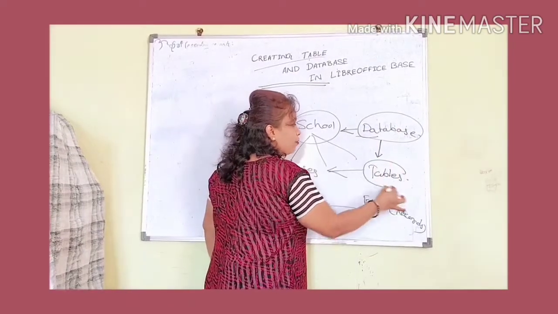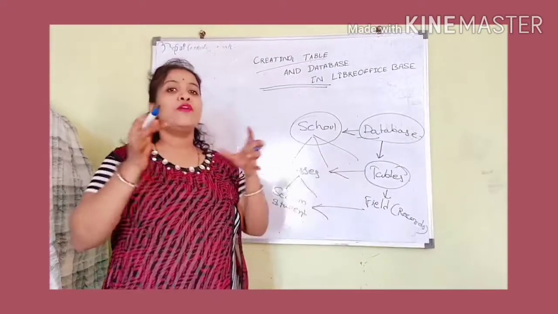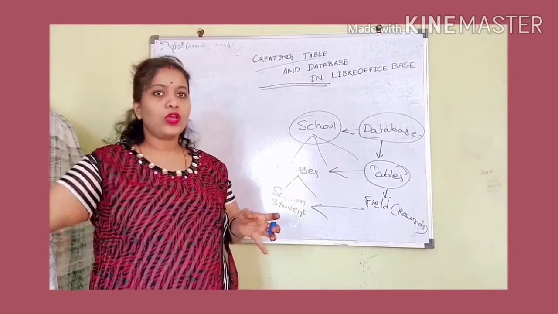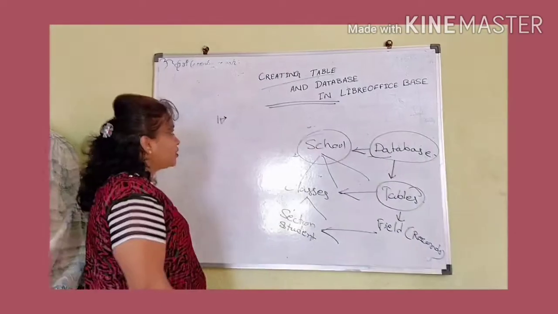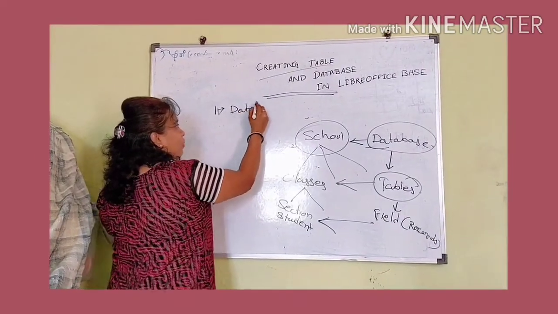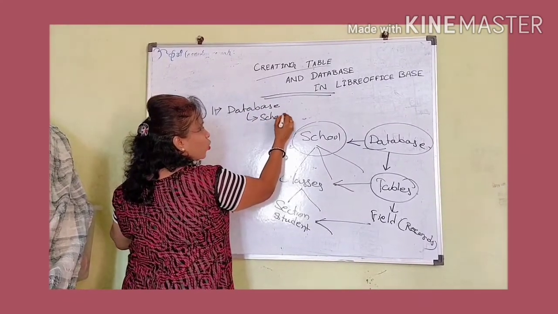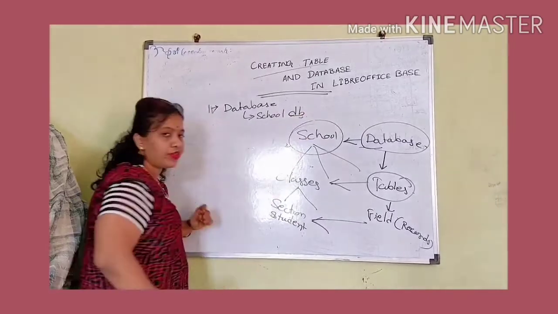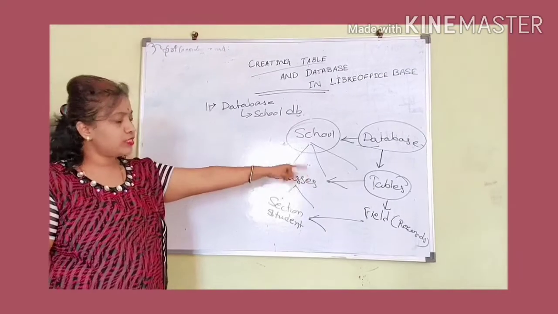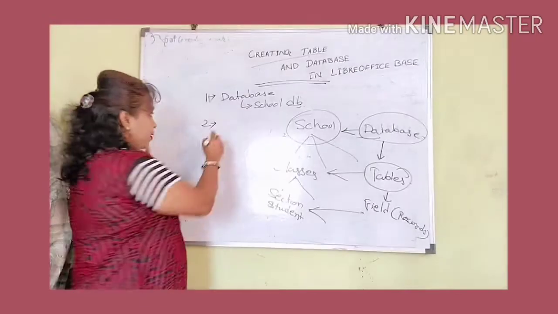In the second step, we have to create the tables, and after creating the tables, we have to insert some values or fields or data inside the table. So the first step, you have to create a database. You will create a database and save it by any name. I am using here school DB. DB means database. After creating the school database, my next task is to create a table. The second step is to create a table.